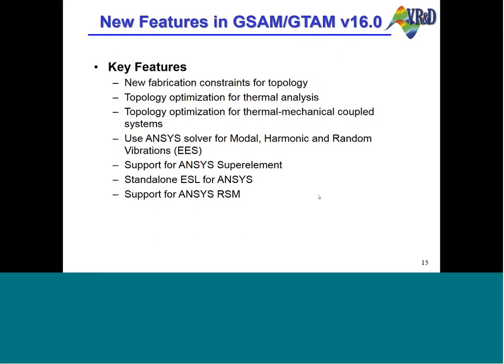So, now we have given some brief introduction about the GSAM capabilities. Now we will go through the new features in the latest release. Here is the list of the key features in the release. We have added some new fabrication constraints for topology, and we added topology optimization for thermal analysis, and also users can perform topology optimization for thermal mechanical coupled systems, and also added support for using the ANSYS eigenvalue solver, and support for super elements and RSM. We will talk about each feature in the following slides.